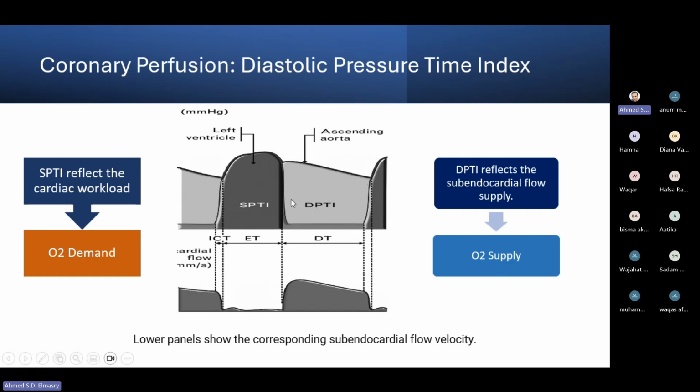So this area corresponds to the coronary perfusion during the diastole, and as you see here, the coronary perfusion is maximum in this phase, but at this point there is minimum or no coronary perfusion. So if you are able to maximize the area under the curve of the diastolic pressure time index, you will be able to increase the coronary blood flow to the heart.